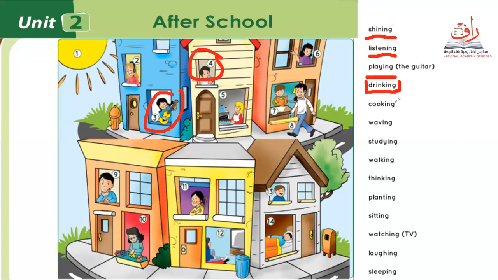Okay. Let's read another word power. Let's make a number here. Again, number one, not the question, only number one. Number two. Number three, playing. Number four, drinking.